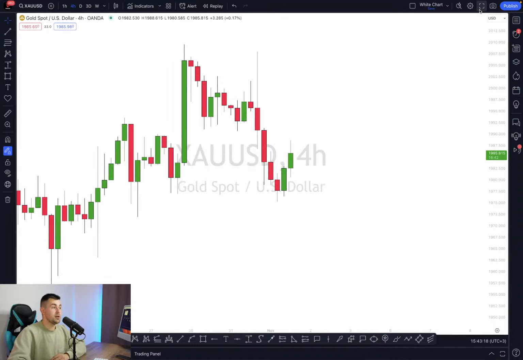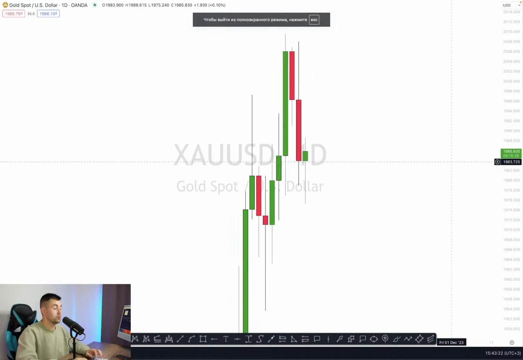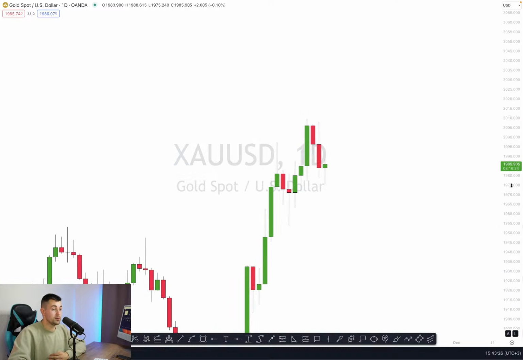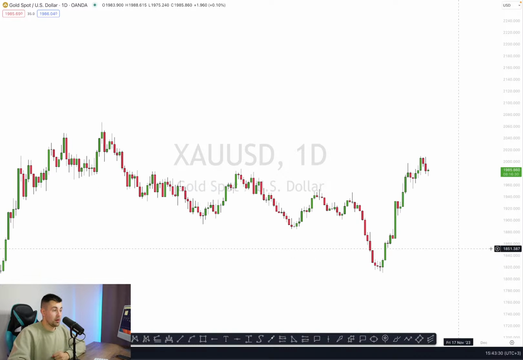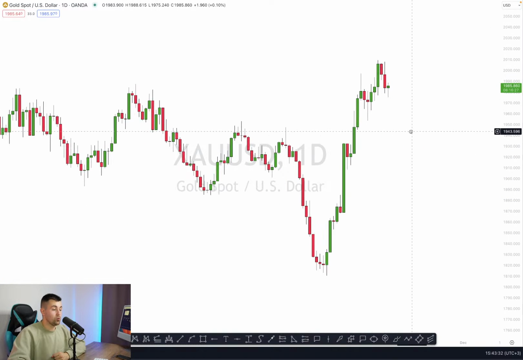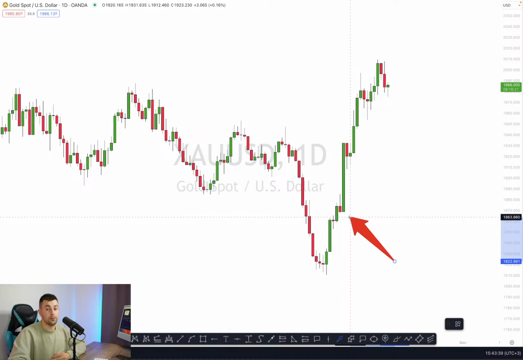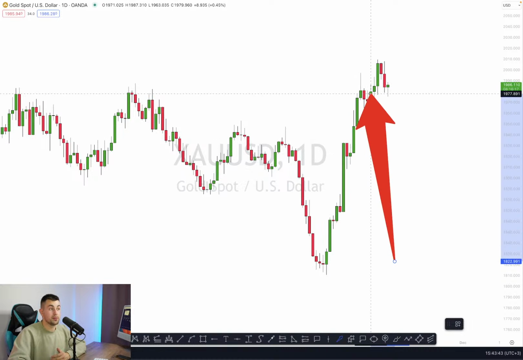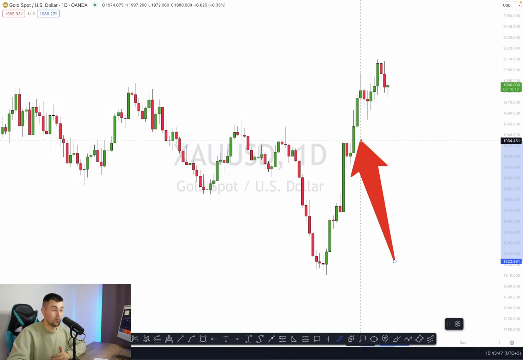With that being said, let's check what is happening with gold on multiple time frames. First, as always, let's start the analysis on a daily. What can we see on a daily? Of course, as you know, after the initiation of the conflict between the Palestinians and Israelis, we got this huge bullish movement. The market was growing and growing.